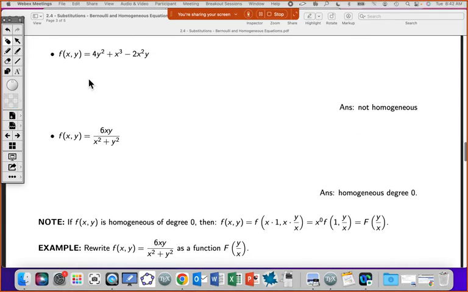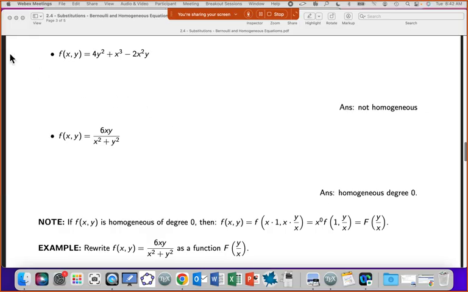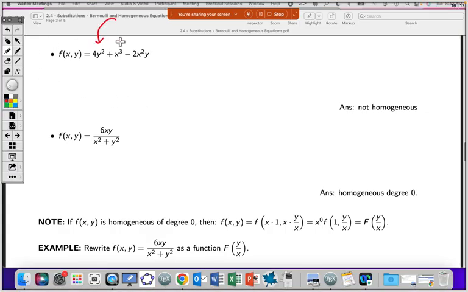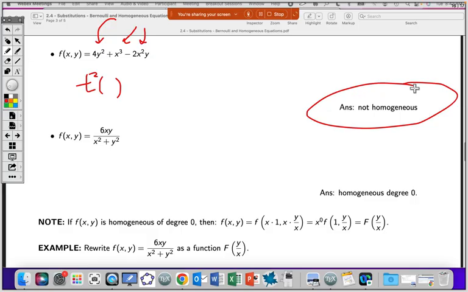Now, if I look at this one, if I just slightly alter it a little bit, you'll notice that this term has degree what? 2, so there'd only be a t squared you can pull out of it, whereas all these other ones are degree what? 3, so this will not be homogeneous.